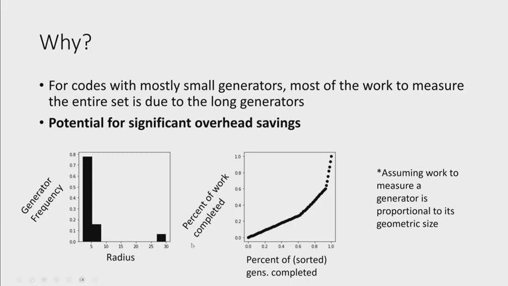So this right plot is going to be further pushed down, where the last 10% are going to require more and more work to do. And this is, again, assuming that the amount of work to measure a generator is proportional to its geometric size on the grid.